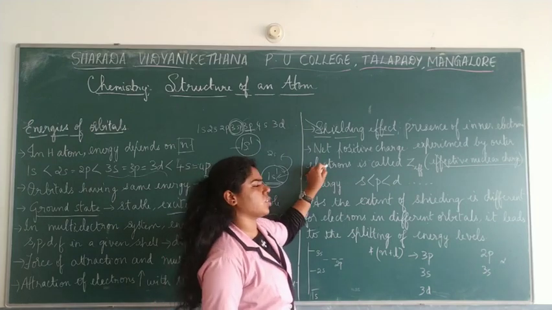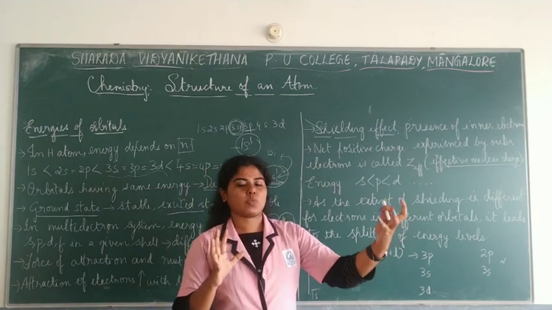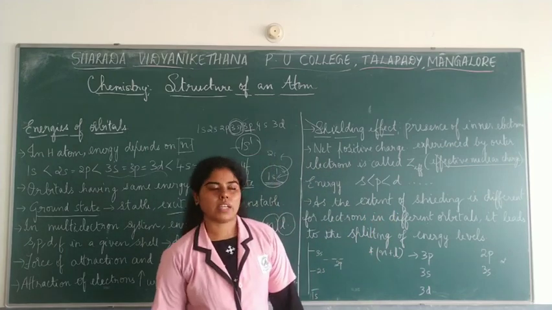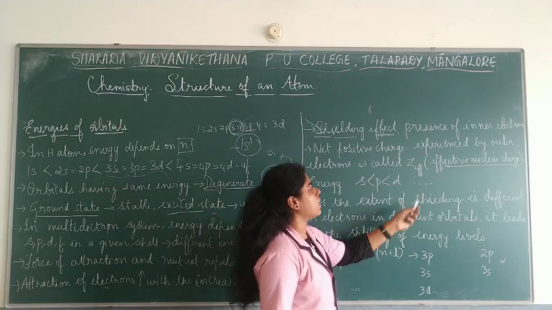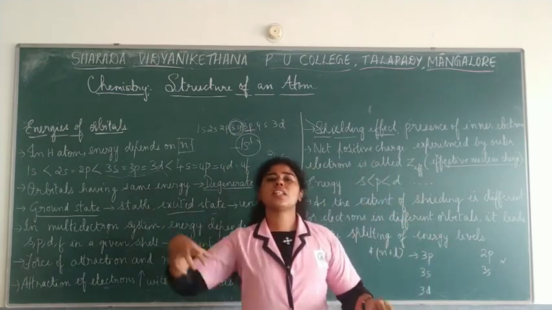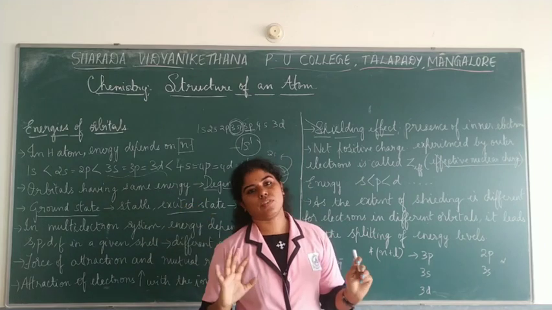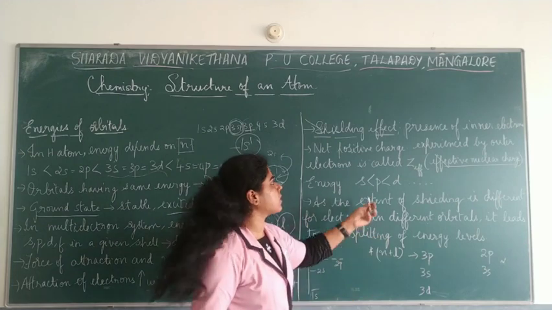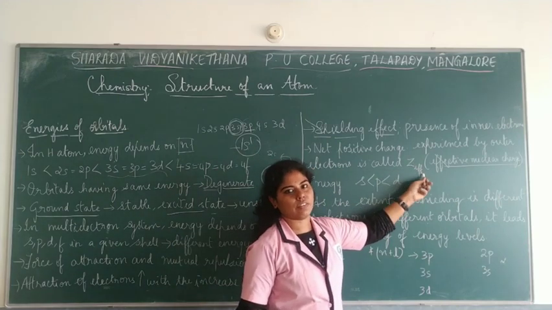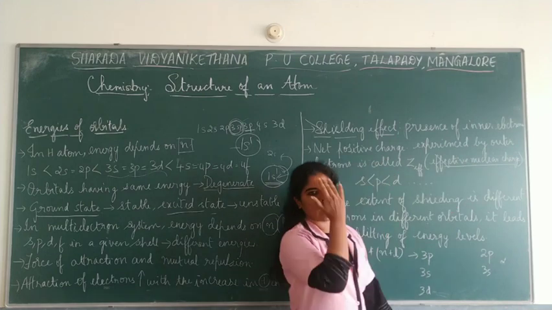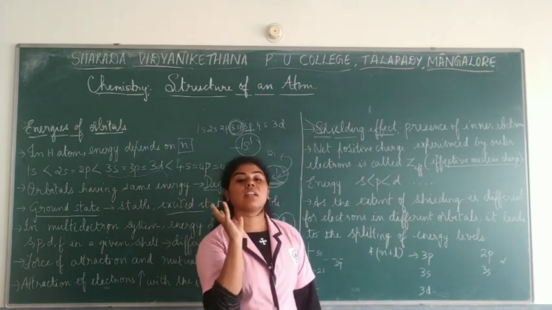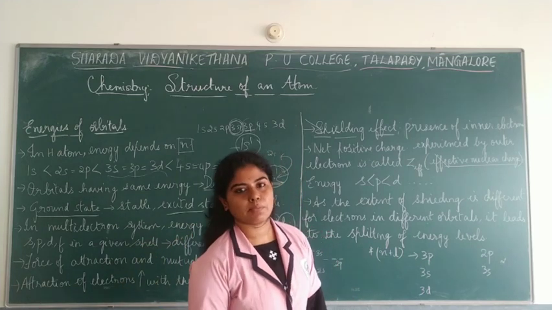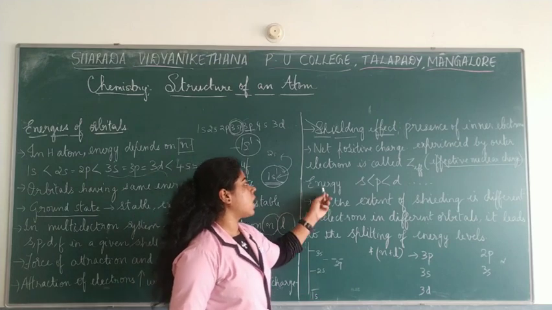What is effective nuclear charge? That is nothing but the positive charge experienced by the outer electrons due to attraction to the nucleus. So effective nuclear charge means the total or net positive charge acquired by the nucleus on the outer electron. This is given as Z effective. So effective nuclear charge is the term. These two are the main reasons for the different energies of each orbital in a multi-electron system.